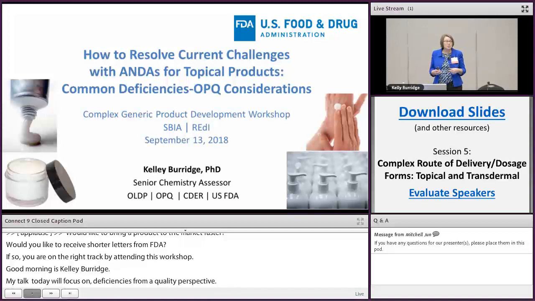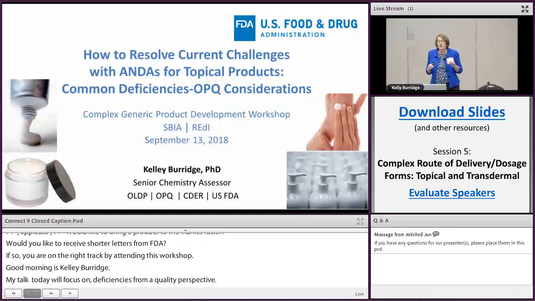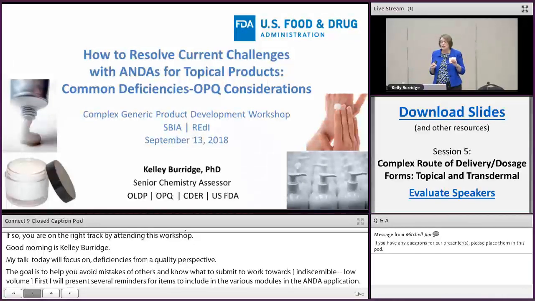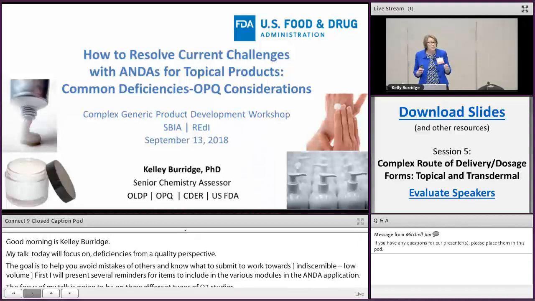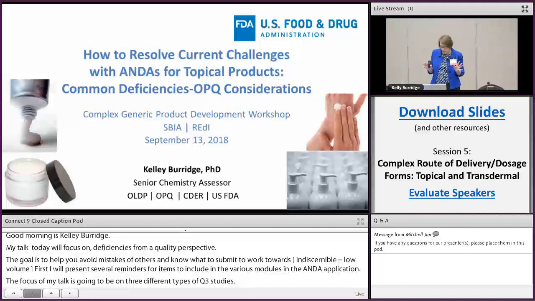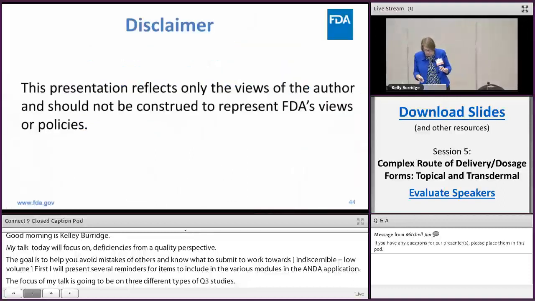First, I'm going to present several reminders for items to include in the various modules of an ANDA application. The focus of my talk is going to be on 3 different types of Q3 studies. And lastly, I'm going to give you some overall tips and two resource slides that have a wealth of information. Again, these are my points of view and my tips to help you get that first cycle approval.